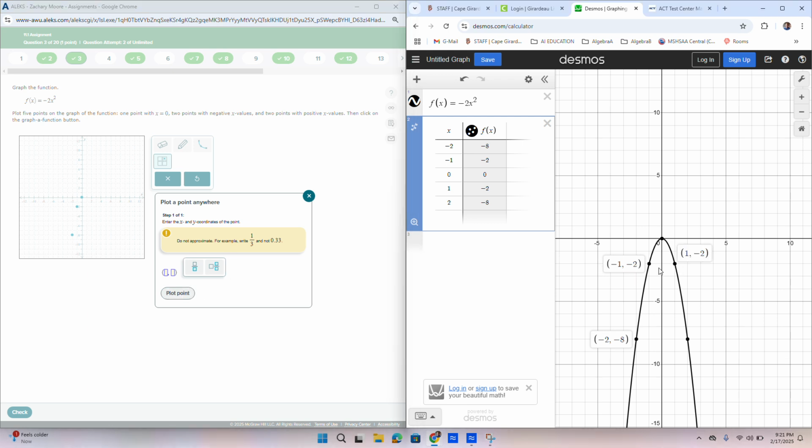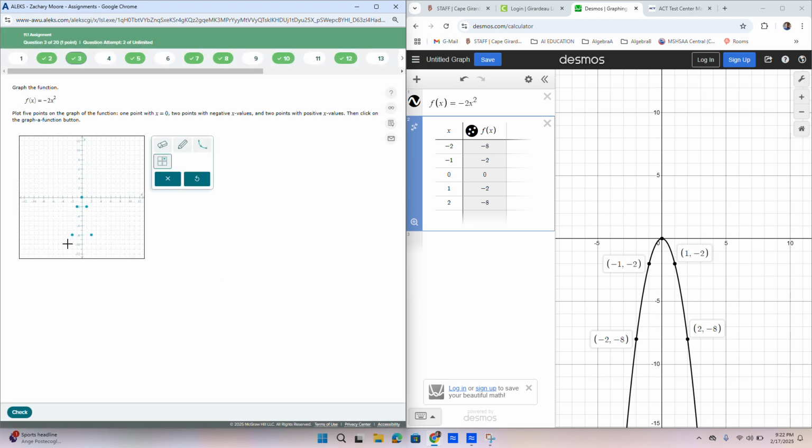Your other 2 points, first one's at 1, comma, negative 2. So 1, comma, negative 2, plot point. And then your last one, your fifth point, is at 2, comma, negative 8. So you're going to come back over here, 2, comma, negative 8, and then plot the point. Click that X. Now you have these 5 points. Don't submit it yet, because remember, you have to click the graph a function button. That then graphs your parabola, and then you can check it.